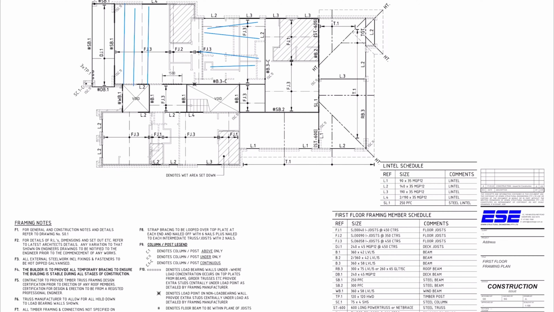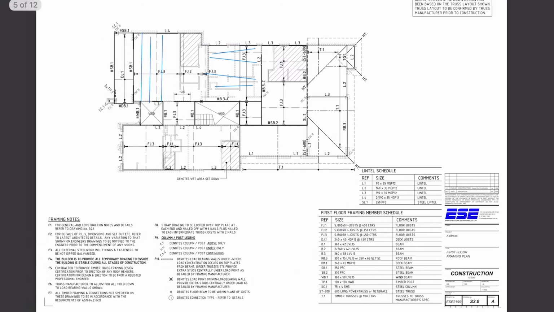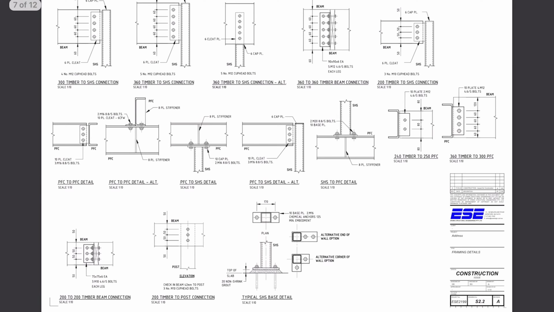SB2 is supported on this side by a steel column under, while on the other side it is being supported by a steel lintel. Notice that I've got hashtag, hashtag, hashtag, and SL1 doesn't have a hashtag. So I'll quickly show you some details so you can understand this better.